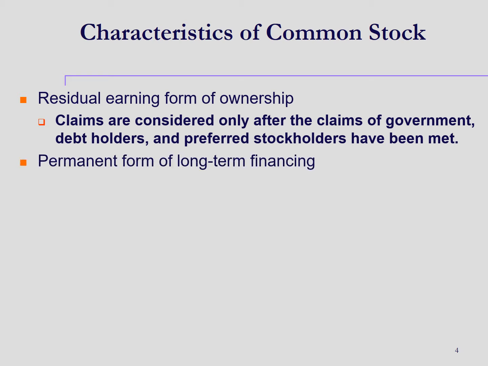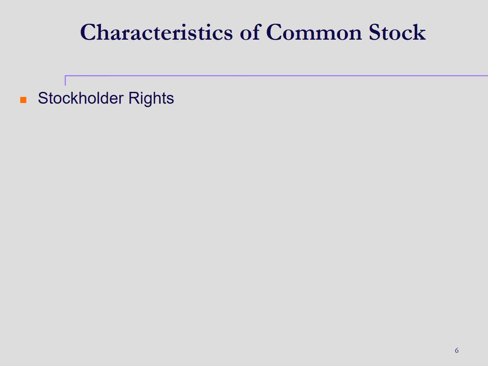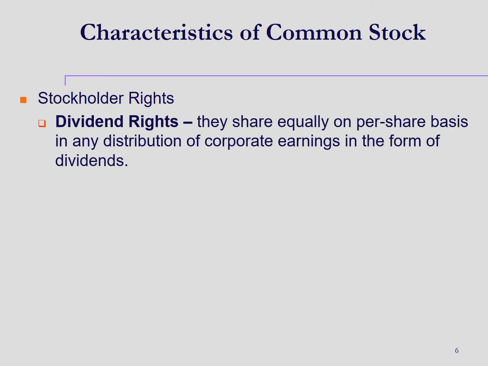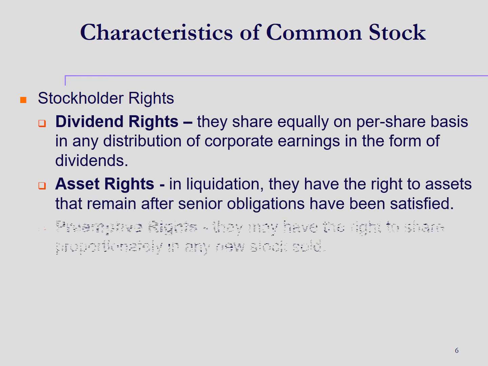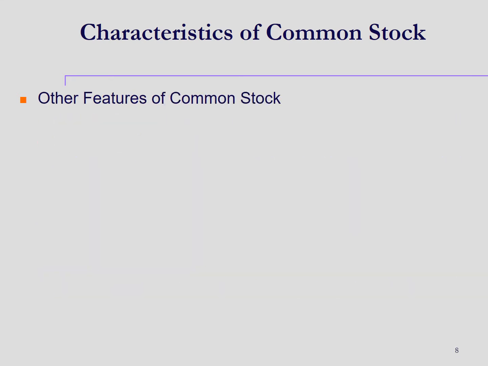Common stock is considered a permanent form of long-term financing because it has no maturity date. Common stockholders have a number of general rights including dividend rights, asset rights, preemptive rights, and voting rights.